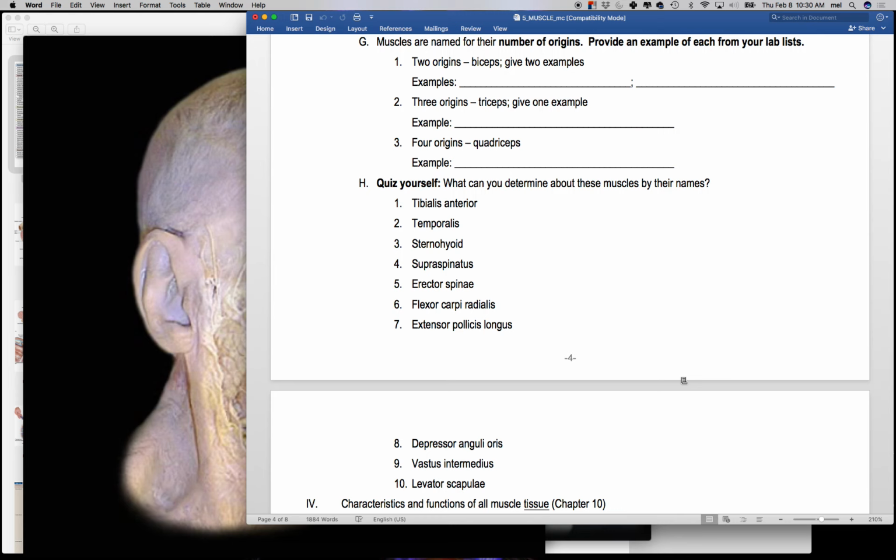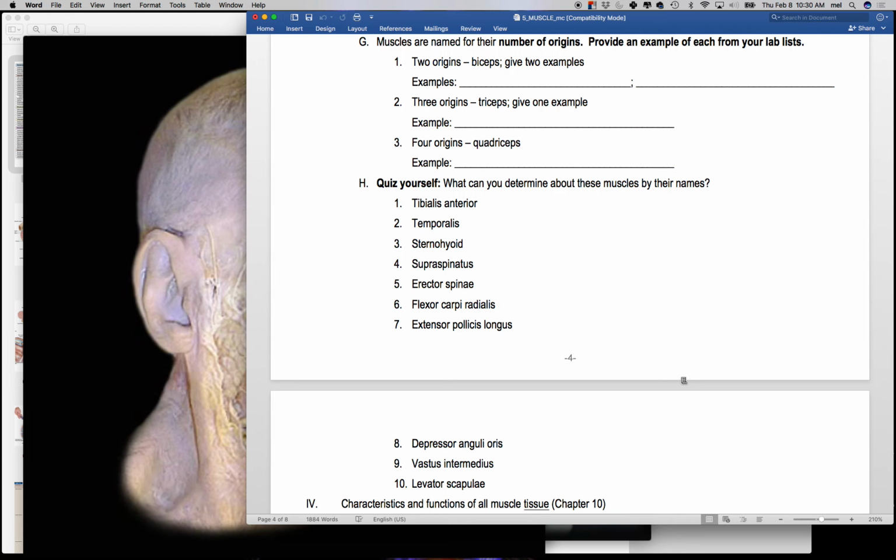Okay, so 4 origins is a quadricep group. 4 origins sharing a common insertion. And the quadriceps group, we already talked about it. Where is it? Where's the quadriceps group? Quadriceps femoris crosses the anterior hip, at least some of them do, and crosses all the way past the knee. Quadriceps femoris. So 4 origins, common insertion over the femur. Got it?